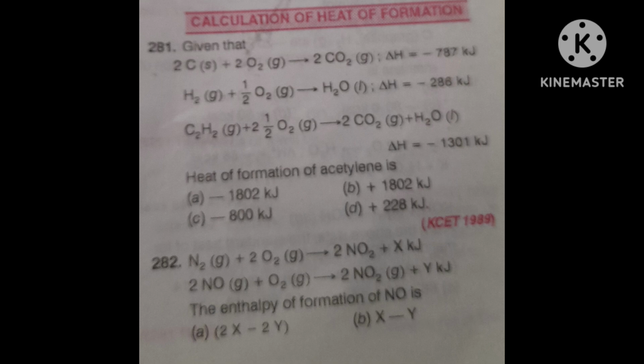The enthalpy of NO, nitric oxide, is: first option 2x minus 2y, second option x minus y, third y minus x divided by 2, fourth x minus y divided by 2. Again I am repeating the question. This question is very, very important.